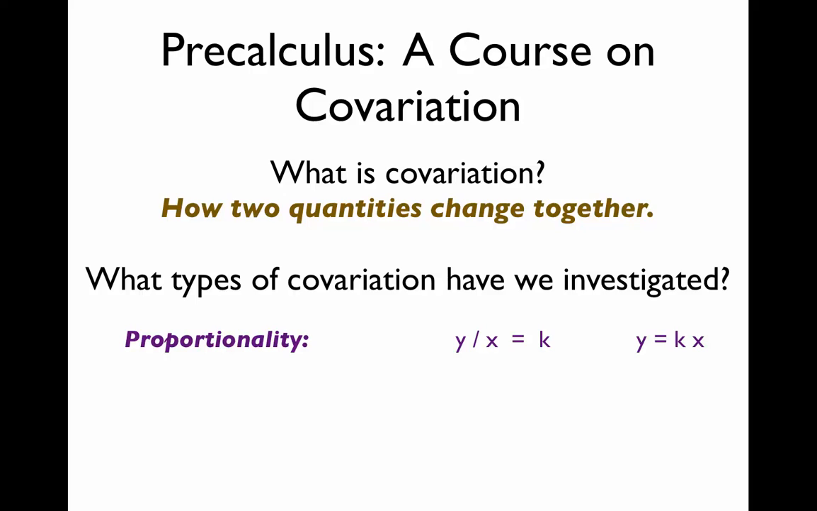So now we've looked at two other types of covariation pretty intensely. What was the first one we looked at? Okay, yeah, so linear. What do we call linear? Constant rate of change, right? So what ratio was constant when we talked about constant rate of change? Anybody learn anything this semester?